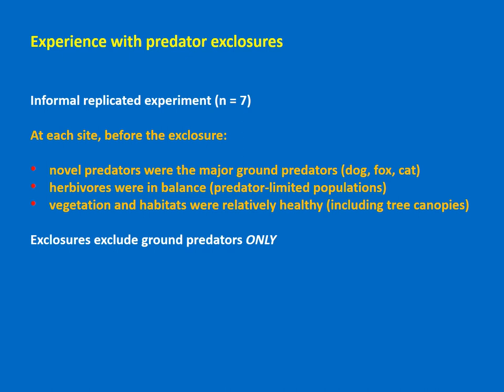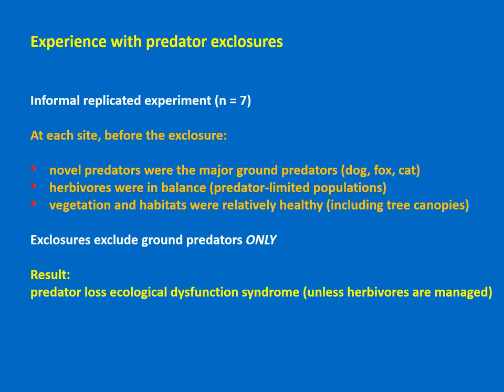So the exclosures exclude ground predators only. Aerial predators still have access. So the raptors can still take their prey, but they don't stop these effects manifesting, indicating that the raptors, even the powerful owl, which is present at some of these places, are not enough on their own. The result is the predator loss ecological dysfunction syndrome, unless the herbivores are managed.